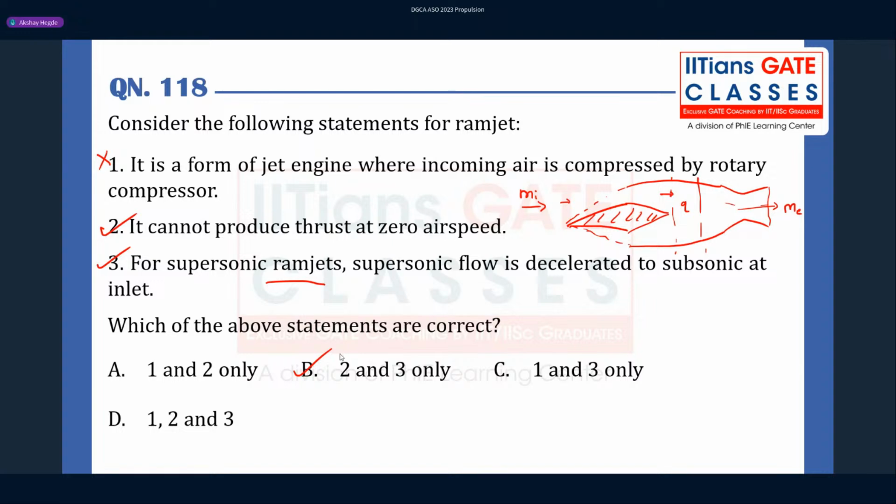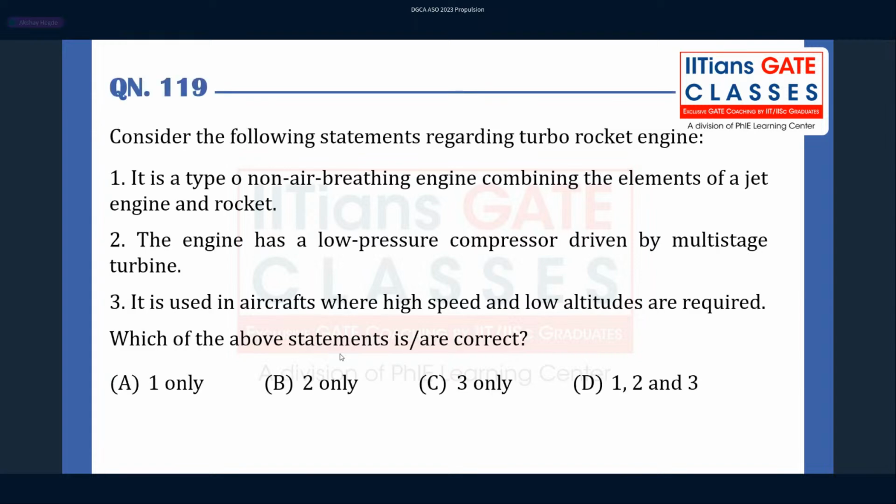Okay. So then we have a question on turbo rocket. Consider the following statements regarding turbo rocket engine. They are saying: 1, it is a type of non-air breathing engine combining the elements of a jet engine and rocket. Statement 2 says the engine has a low pressure compressor driven by a multi-stage turbine. And statement 3 says it is used in aircraft where high speeds and low altitudes are required. Which of the following statements are correct?